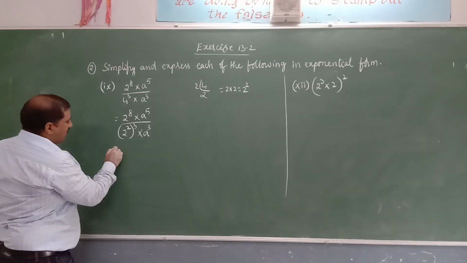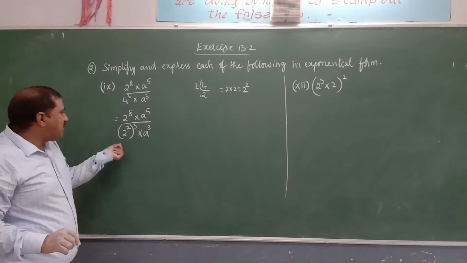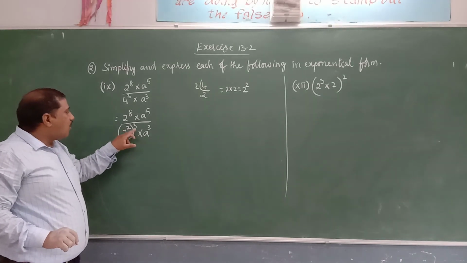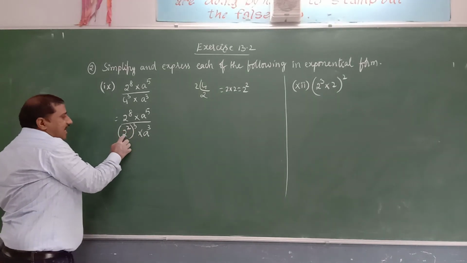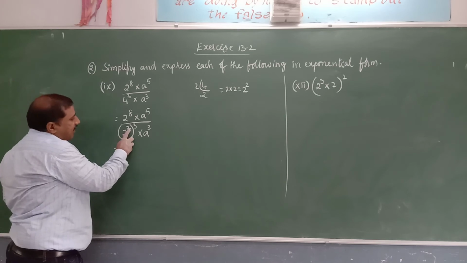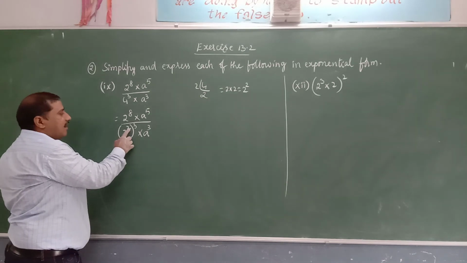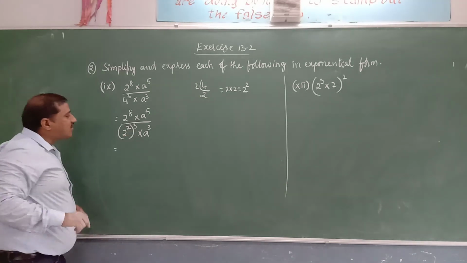Now observe, we can use the laws of exponents. First we should simplify inside the bracket. Here inside we have 2 square whole cube. First you simplify this. It is in which form? a to the power of m whole to the power of n, where a is equal to 2, m is equal to 2 and n is equal to 3.